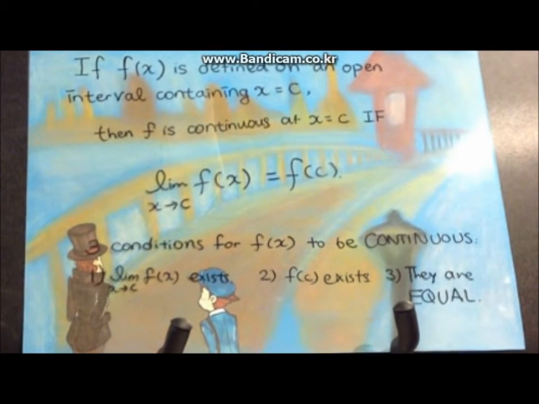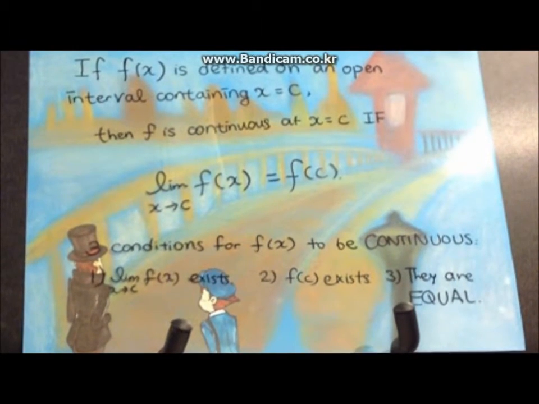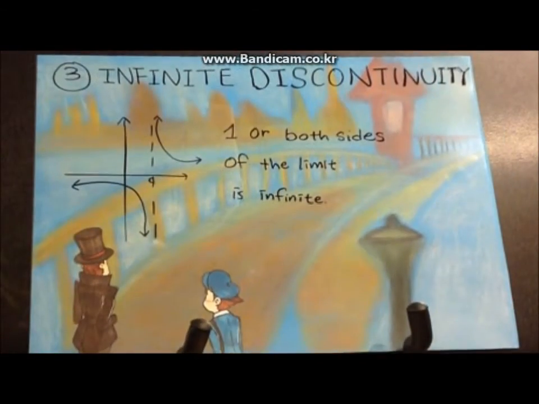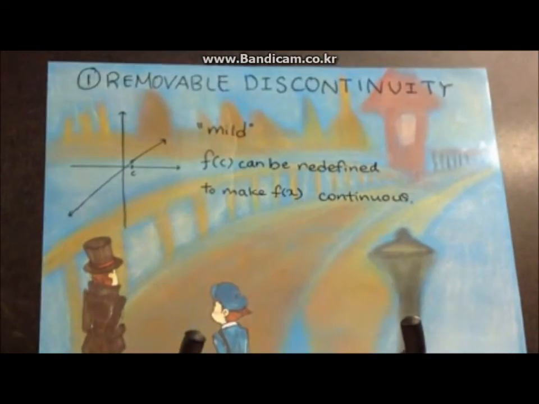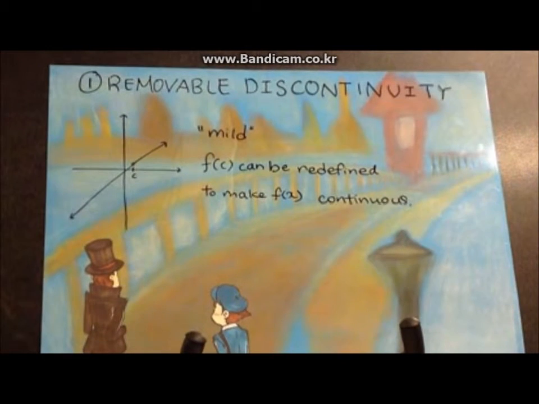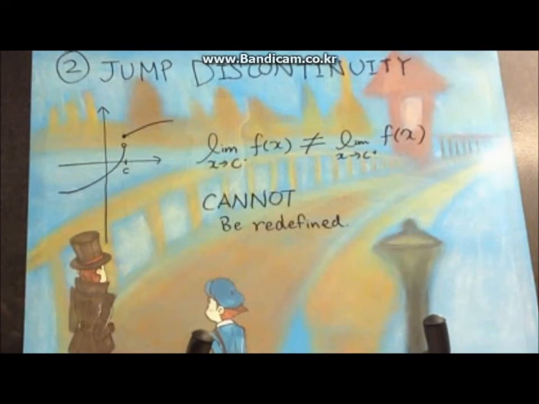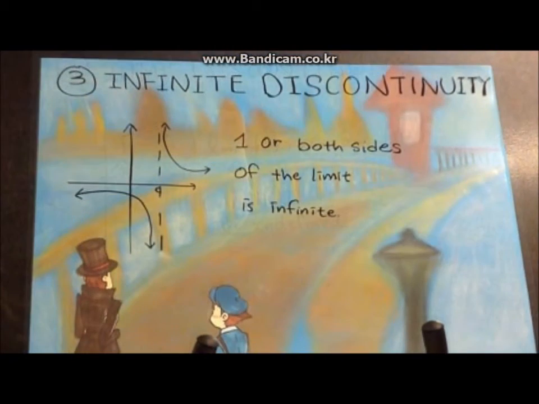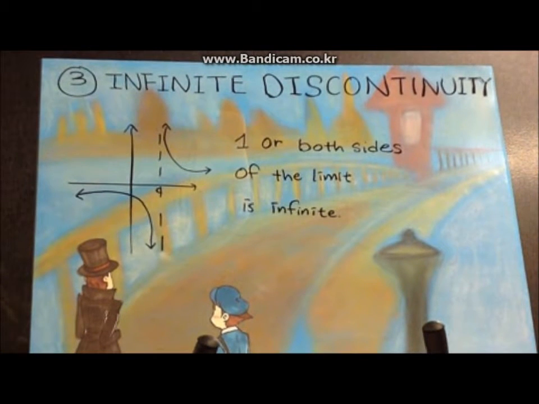Keep in mind that there are three conditions for f of x to be continuous. Number 1, the limit of f of x as x approaches c exists. 2, f of c exists. 3, they are equal. In addition, there are three general types of discontinuity: removable discontinuity, jump discontinuity, and infinite discontinuity. Removable discontinuity is considered mild and can be made continuous by redefining f of c. A worse type is jump discontinuity, which occurs when the limit of f of x as x approaches c from the left and the limit of f of x as x approaches c from the right are not equal. A jump discontinuity cannot be made continuous. Infinite discontinuity occurs when one or both sides of the limits is infinite.